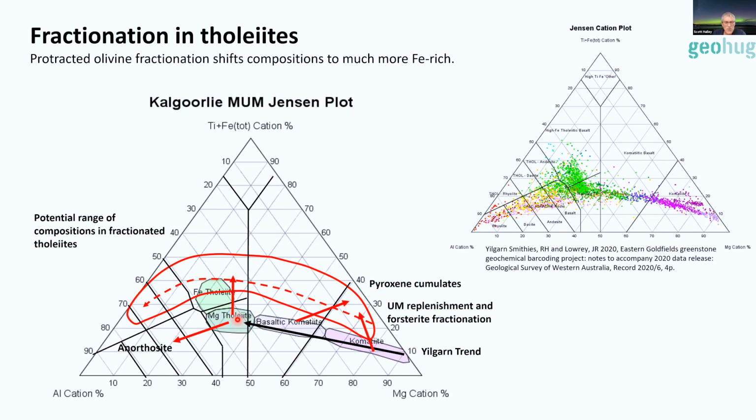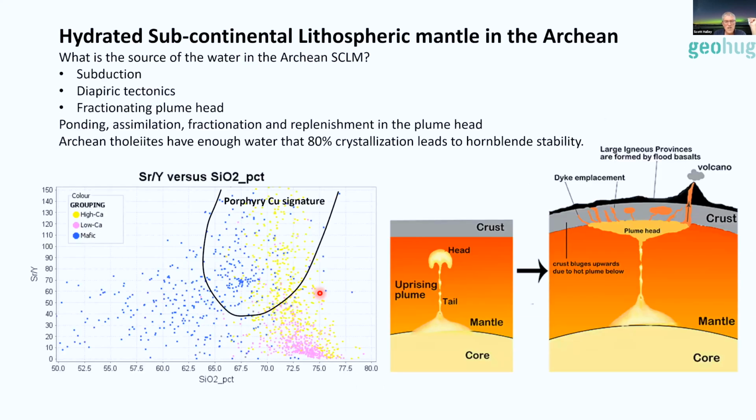And if we go to a tholeiitic melt and crystallize plagioclase, then the remaining melt heads up into this iron tholeiite territory. So all of the fractionation products from the komatiite to tholeiite trend will plot at much more iron-rich compositions up in here. And it's really easy to pick those.